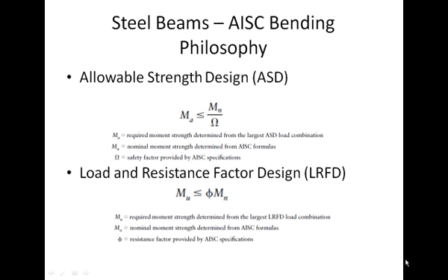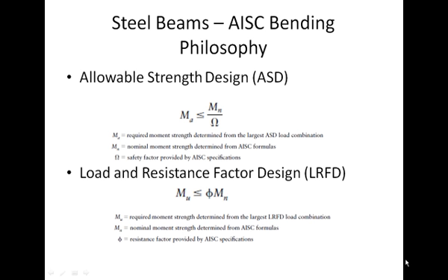ASD can basically be described as the design capacity, or the design bending moment capacity of our beam must be greater than or equal to the required moment capacity, sometimes referred to as the allowable moment capacity. This is shown in the slide as Mn divided by omega greater than or equal to Ma.